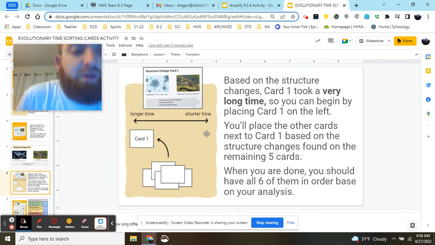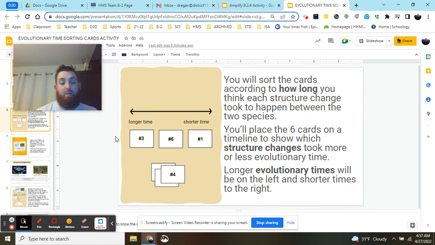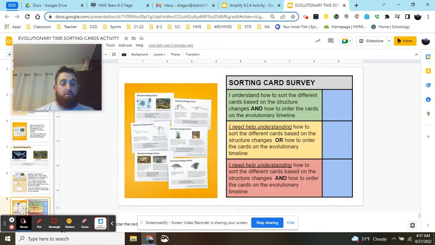So you're thinking about how much time has passed between those structural changes. Do we think it's a long time, a short time, and then we'll put them in order. The changes that took the longest will go on the left. The changes that take the shortest amount of time would go on the right. And when we're done, we would have them all in order, all six. So these are our six cards that we're going to be looking to sort from longest time for the changes to occur to shortest time.